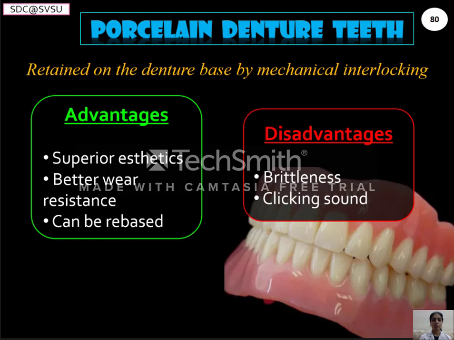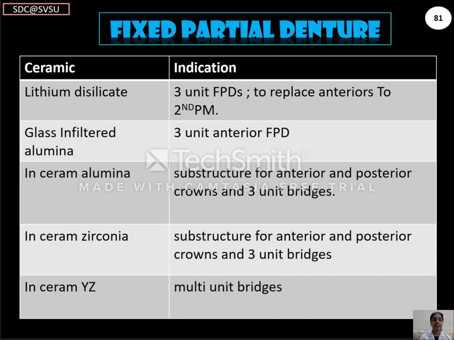Coming on to fixed partial denture, lithium disilicate are indicated in 3-unit fixed partial dentures from anterior to the posterior teeth to replace up till the second premolars. Glass infiltrated alumina are indicated in 3-unit anterior fixed partial dentures. Both In-Ceram alumina and In-Ceram zirconia act as a substructure for anterior and posterior crowns and 3-unit bridges. In-Ceram yttria stabilized zirconia, which has high strength, is indicated in multi-unit bridges.